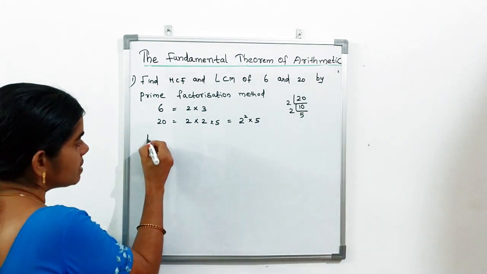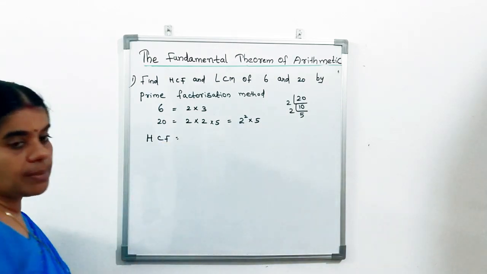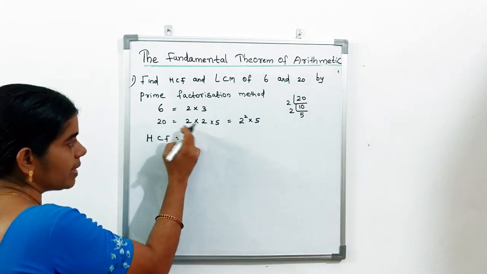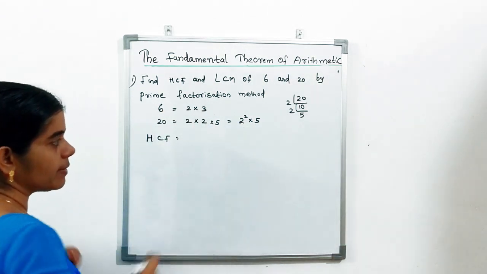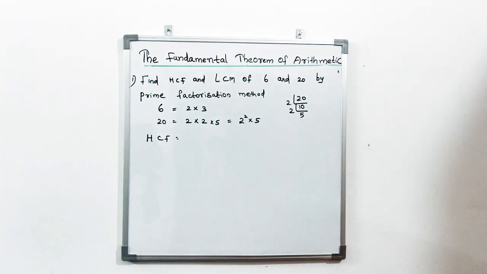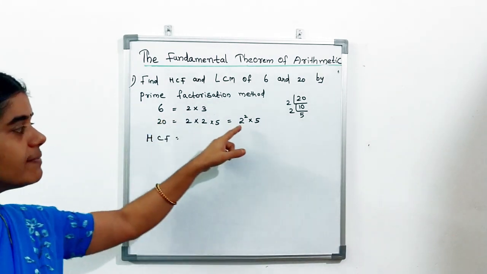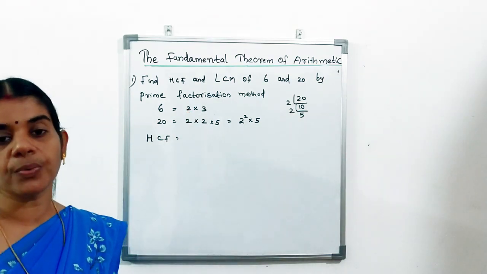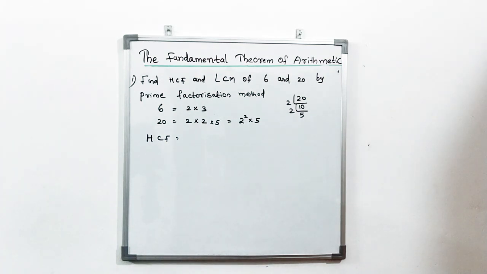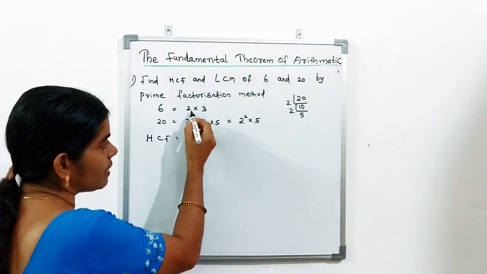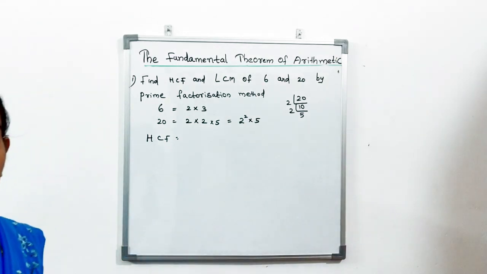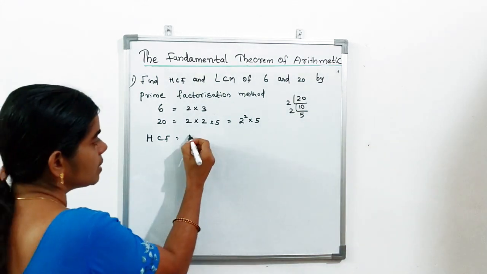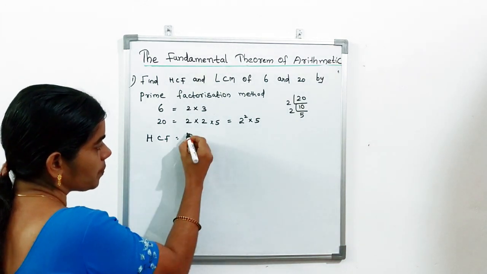Then what is meant by HCF? HCF means highest common factor. Here 6 you got 2 into 3, 20 you got 2 square into 5. From this, what will be the common number? From 6 and 20, 2 only will be the common factor. Therefore, out of this, the lowest power you want to choose will be the HCF. Here you got 2 and 2 square as common. From that, you look at the exponent and choose the lowest one. Therefore, HCF is equal to 2.